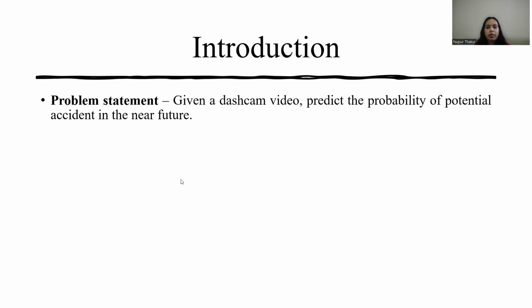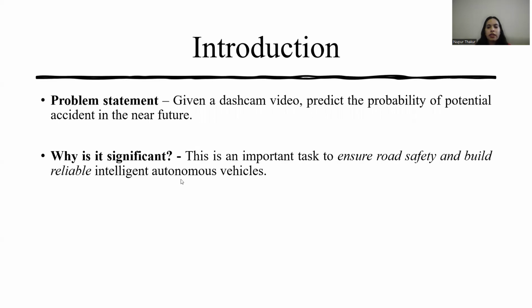Our goal in this paper is to predict the probability of a potential accident in the near future using dashcam videos. Dashcams, which are short for dashboard cameras, are installed on cars mainly for determining the responsible parties in case of accidents. So, why is this task important? With the emergence of smart vehicles, accident anticipation is necessary to avoid any potential hazardous events, ensuring road safety.